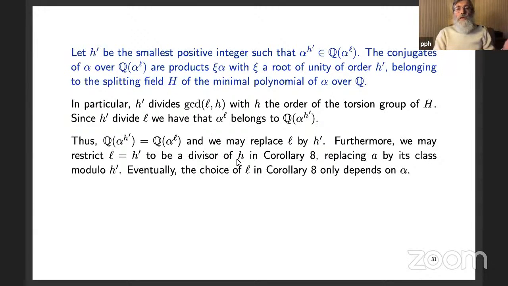So in corollary 8, the L can be taken as a divisor of this order of roots of unity in H, that is little h. And of course, we replace A by its class modulo H prime. So you see that the choice of L in corollary 8 actually only depends on alpha. We have not introduced lambda so far.